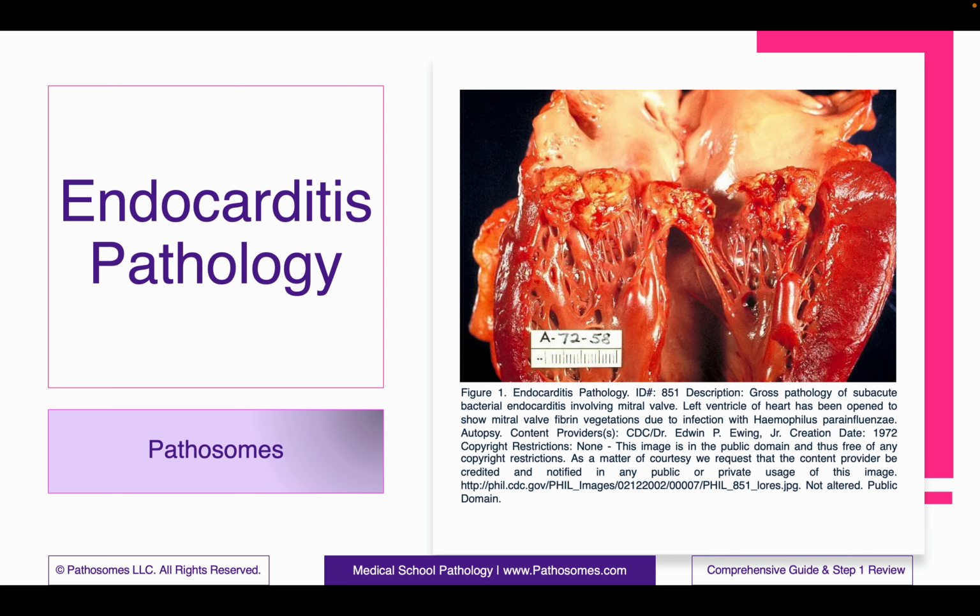What do we have here in this image? This is the gross pathology of subacute bacterial endocarditis, likely taken from an autopsy. We're going to be talking about endocarditis pathology.